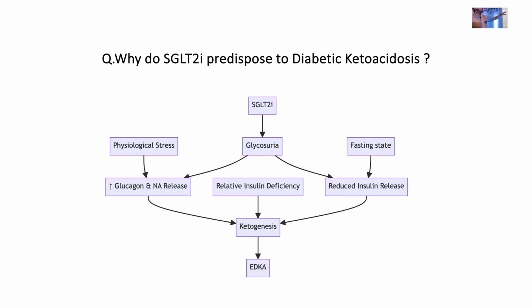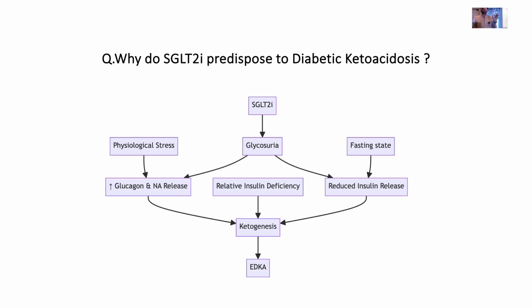Because you have glycosuria, glucose is being lost in the urine, and the body produces more glucagon and more noradrenaline. Physiological stress adds to noradrenaline and glucagon release. And because the patient is fasting, insulin secretion is reduced. Some of these patients with long-standing diabetes already have poor beta cell function, so they have reduced insulin secretion. So all this in combination.